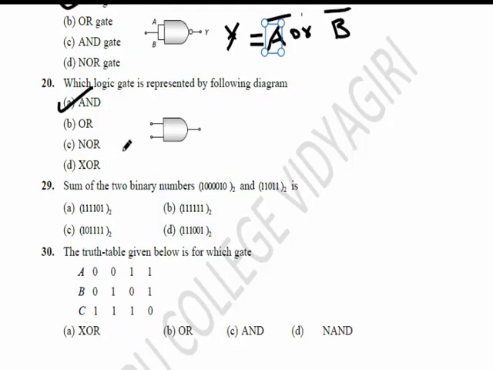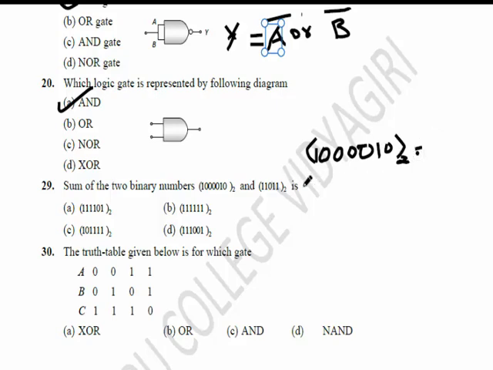Next 29. So some questions are missing. I will go for the 29th question. Sum of the two binary numbers is, so this is a binary system number. Now I will go for binary addition of numbers. Okay, so binary addition. Say 1, I will write first 1 0, 2 zeros, 3 zeros, 4 zeros, again 1, again 1 0.